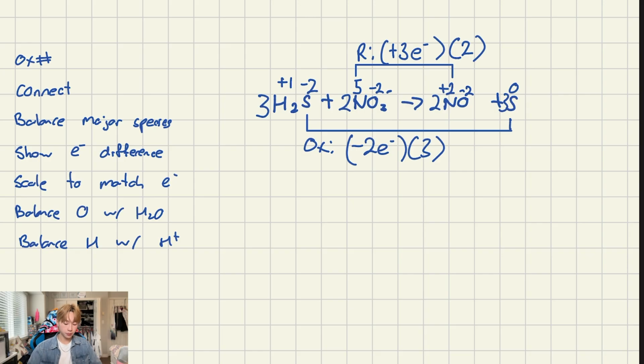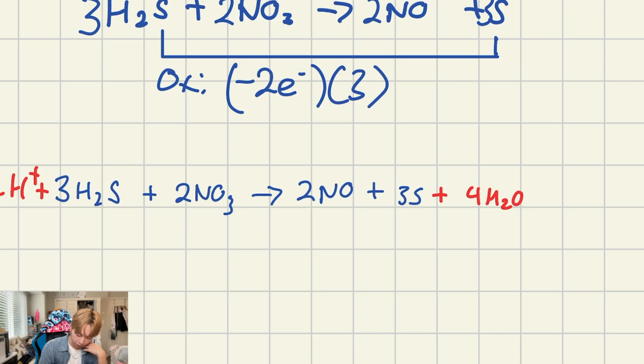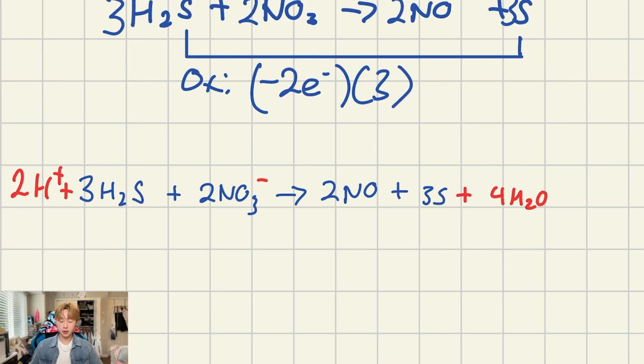And finally, we balance our O and our H by adding water and H+. And once you do that, it's going to look like this. And you can check your answer, and you're done. And that's the oxidation number method. And I forgot the charge on NO3. Make sure you include the charge. And I recommend doing lots of practice on balancing these equations, because that's the main thing you'll be doing for the next test.